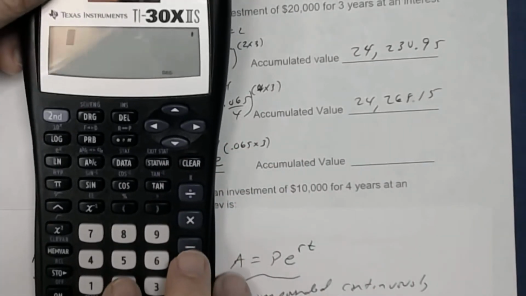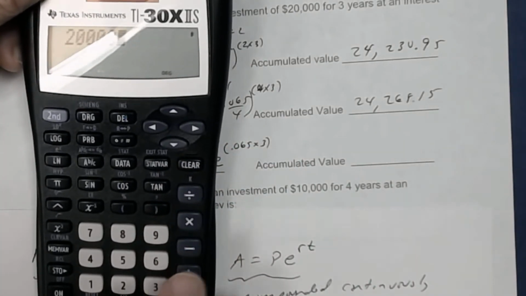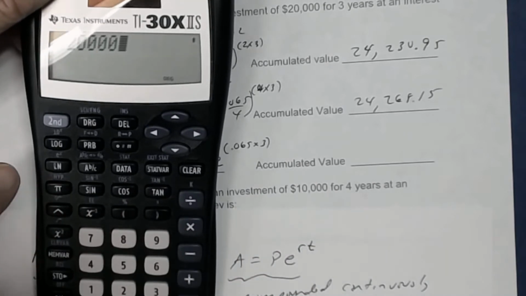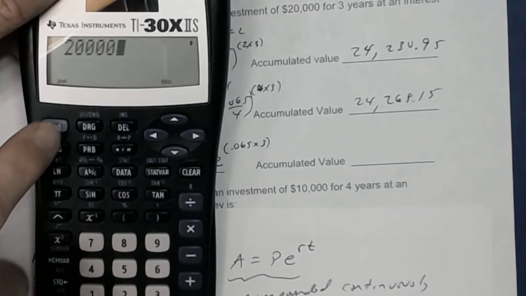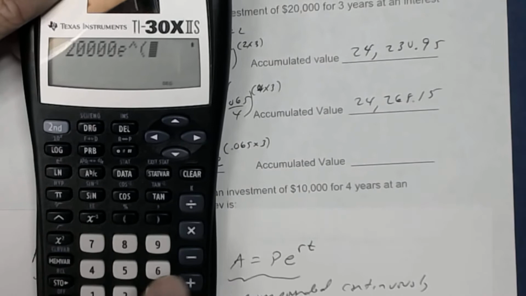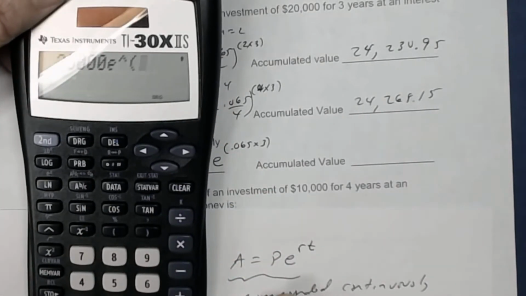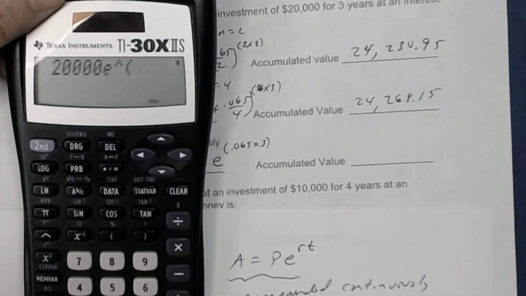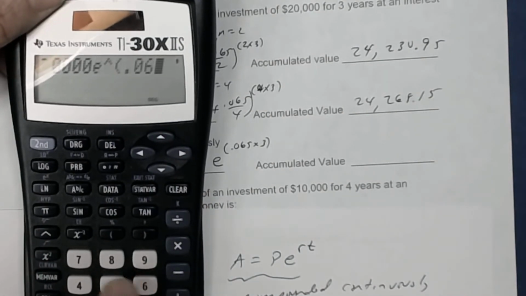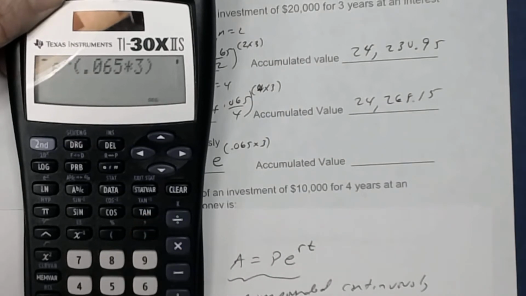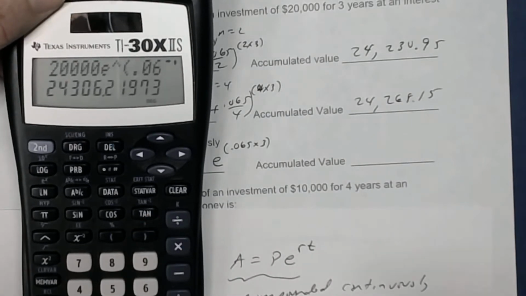So we're going to say 20,000 times E. Find your E button. Remember, your E button's right here. You got to press second L in to get to it. You see it? Now, I already put parentheses there for you, so it kind of helps you out. So you're not going to forget because it's already there. So say 0.065 times 3, close the parentheses, and press equal, and there we go.